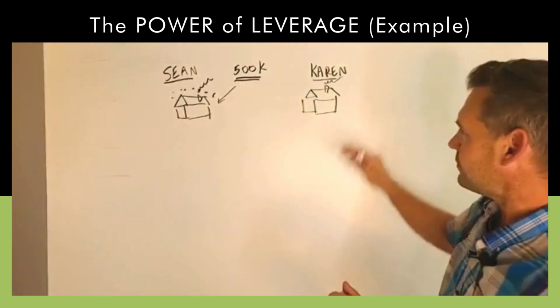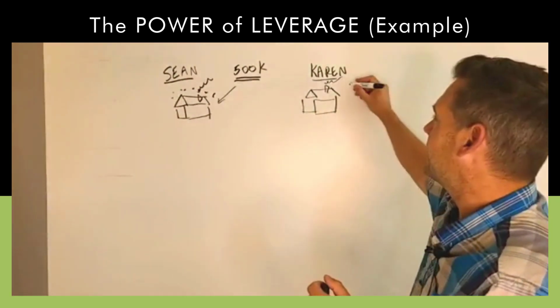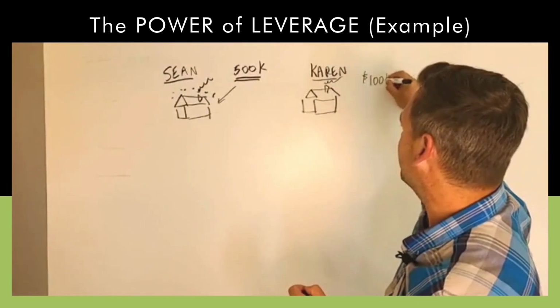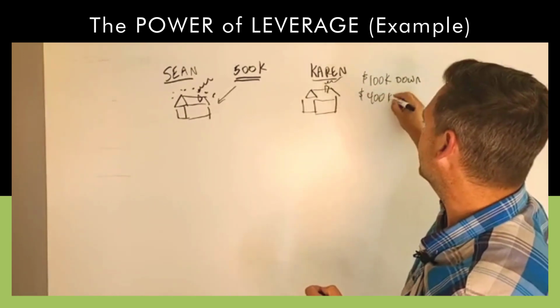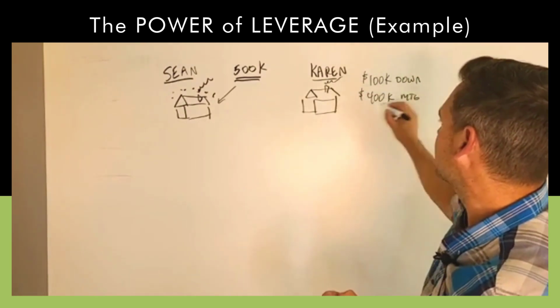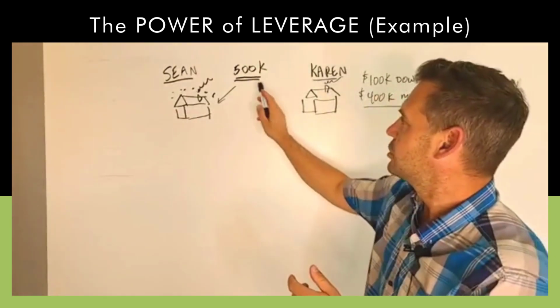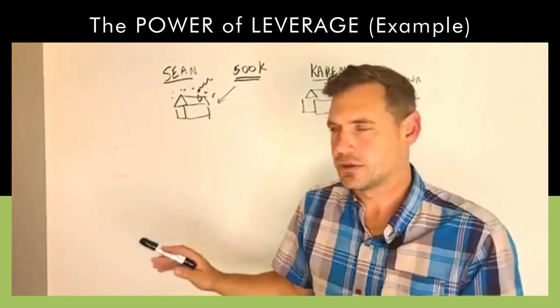Okay. So Karen also has that same $500K to invest. But what she does is she goes out and puts $100K down. And she gets a $400,000 mortgage. Now there's a difference here between the two. Sean put his $500,000 on the house, bought it free and clear with no mortgage.